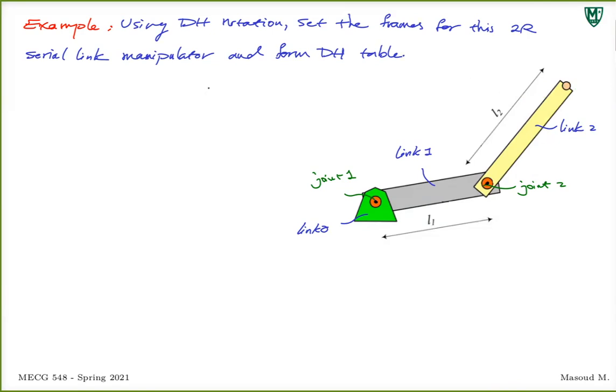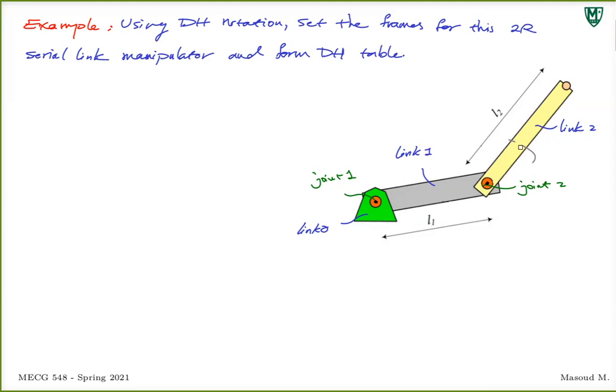Go ahead, Lucas. The 2R, that means two rotations, right? Yeah, 2 revolute joints basically. Basically, this one rotates this way, and this one rotates this way. So we have a 2-link R. Okay, thanks.